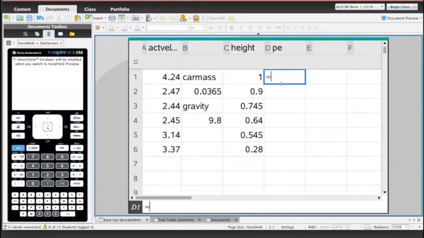So we can take our car's mass, and because I want to keep that same mass the whole time, we're going to go ahead and put in our dollar signs, and that locks it into that cell right there, which is awesome.